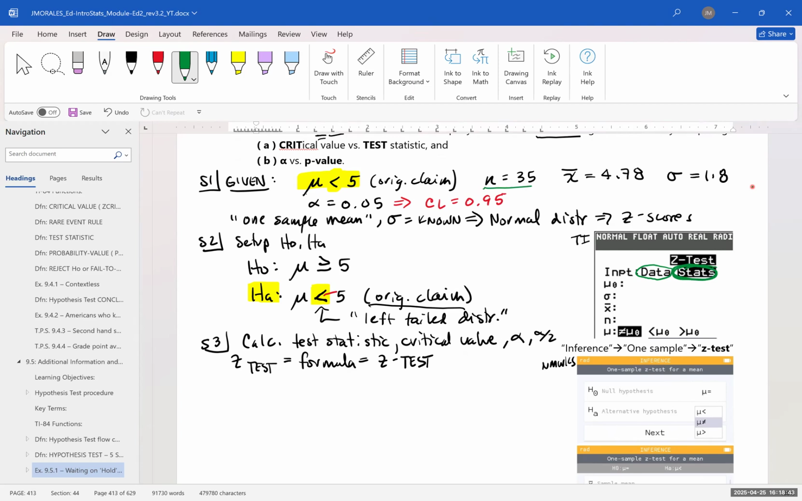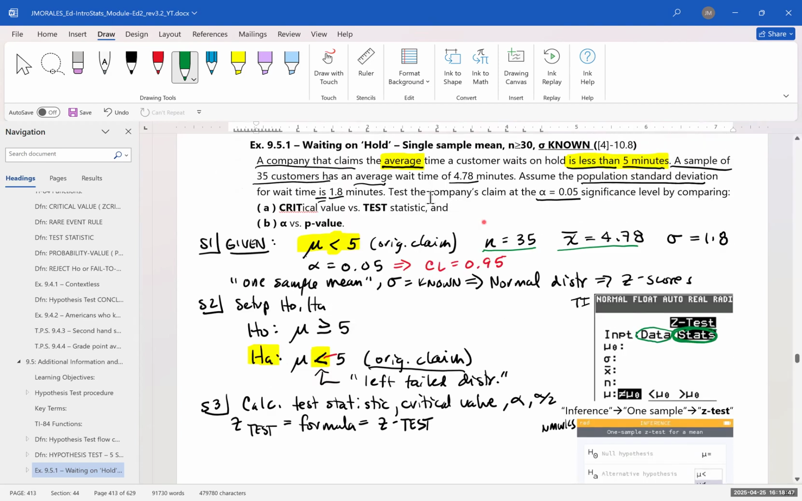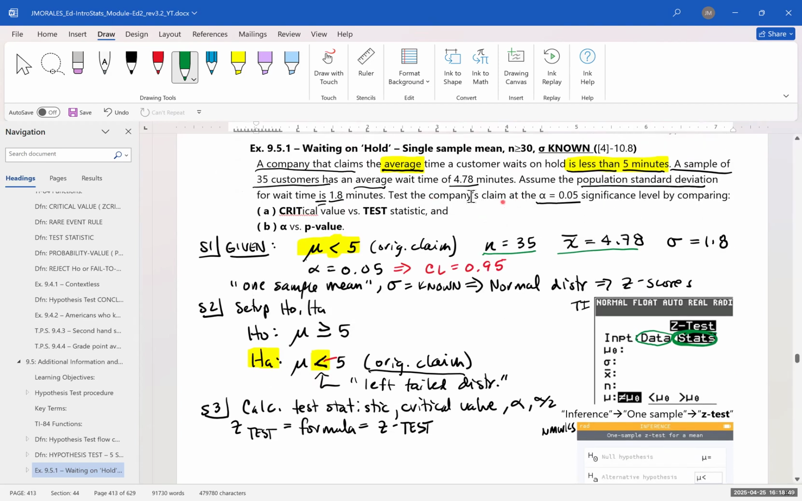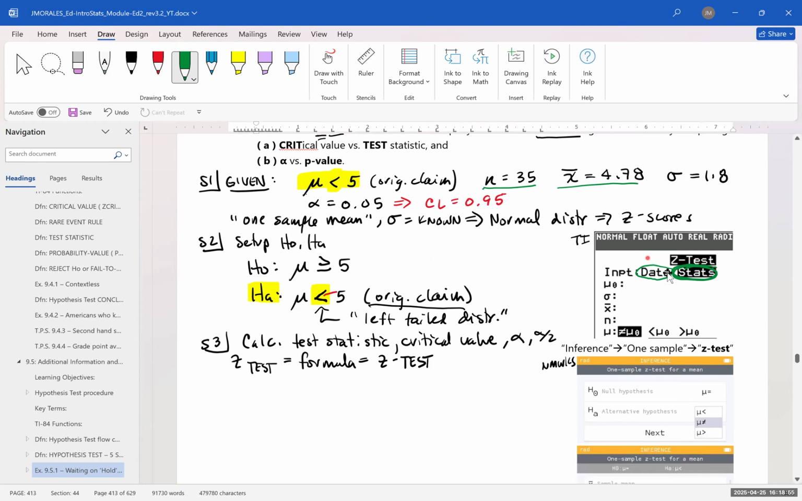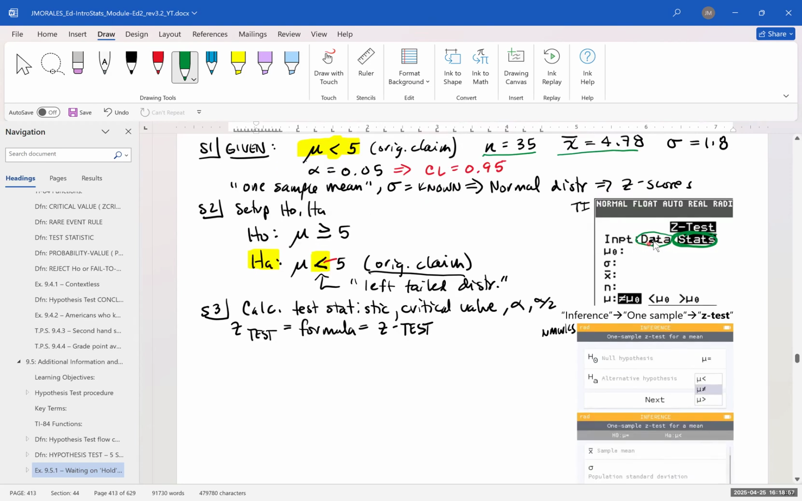So we were told what the sample size was. We were told what the sample mean was. We didn't get a list of numbers. We didn't get a data set of our sample. If we'd been given a data set of our sample, then we would have chosen data and it would have asked us for a list. But we didn't get a list of data of our sample. Instead, we got statistics of our sample.